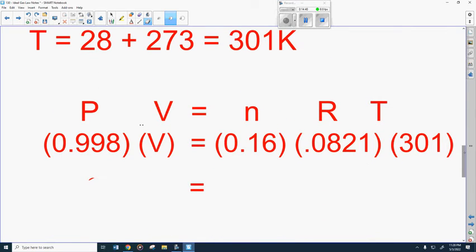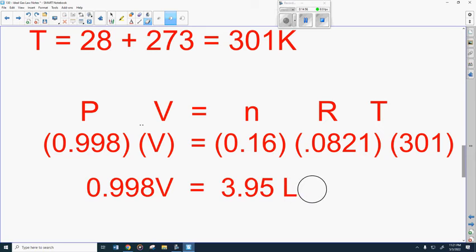Now, as I simplify things here, I'm going to have 0.998 times volume on the left, and 0.16 times 0.0821 times 301. If you want to plug it into your calculator, it is 3.95. And I shouldn't have any units on that yet. What am I doing, Mr. P? I'm jumping the gun on my units. I'm afraid of sleeping on my units. I jumped the gun there. It comes out to be 3.95.